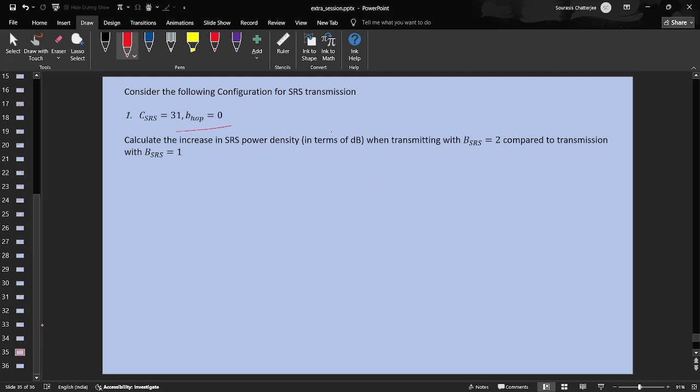So for CSRS 31, let me introduce the additional information. MSRS 0 is, let's say, 128. MSRS 1 is 64 and MSRS 2 is 16. Now what is the SRS power density going to be when you compare BSRS 2 and BSRS 1?